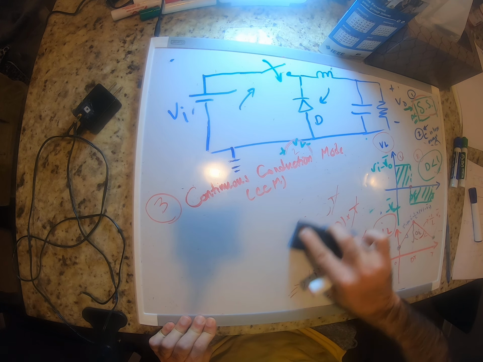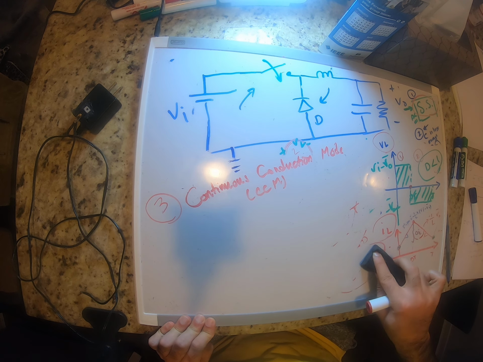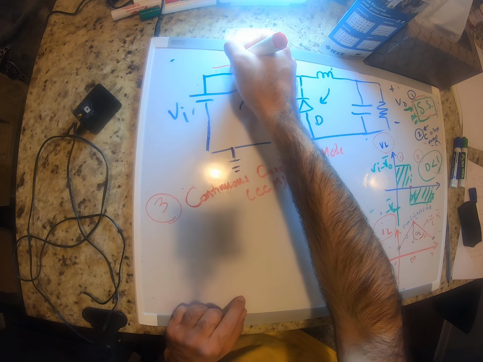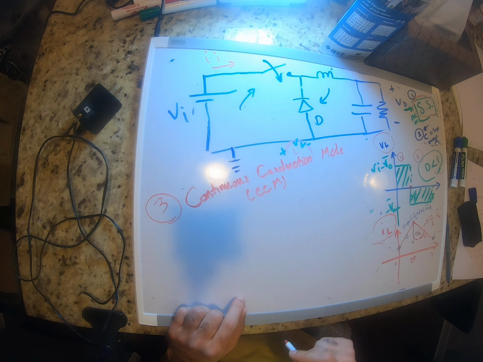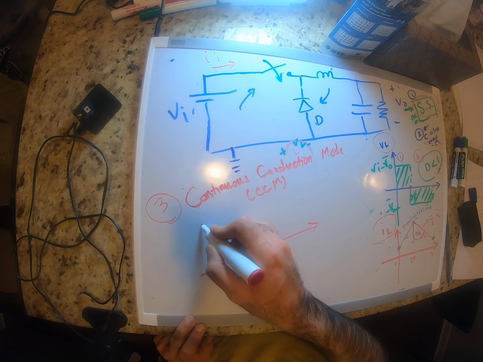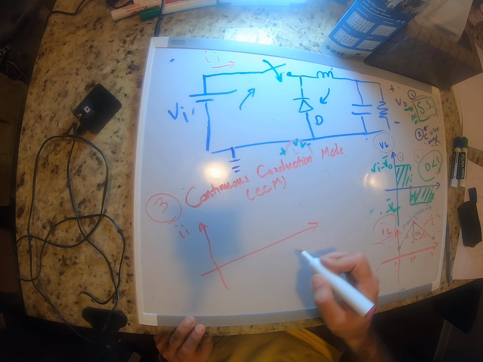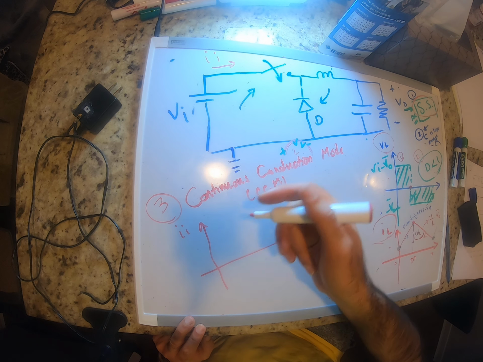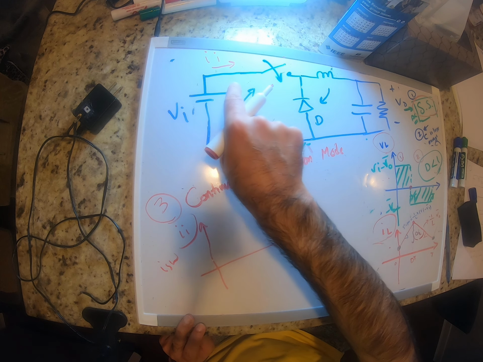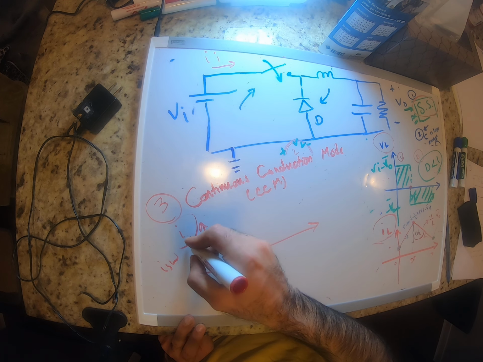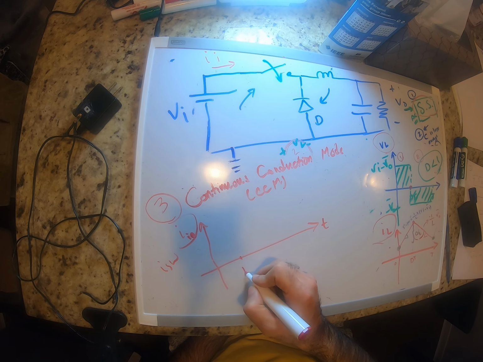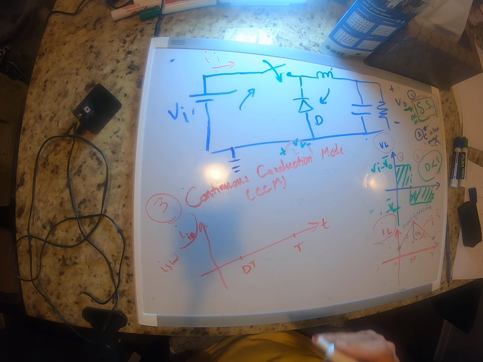I want to draw some other parameters here. So let's look at the input current. If I call this Ii, or you can also call it I switch, the current that goes through this switch, I input over T. So this is dT, this is T.